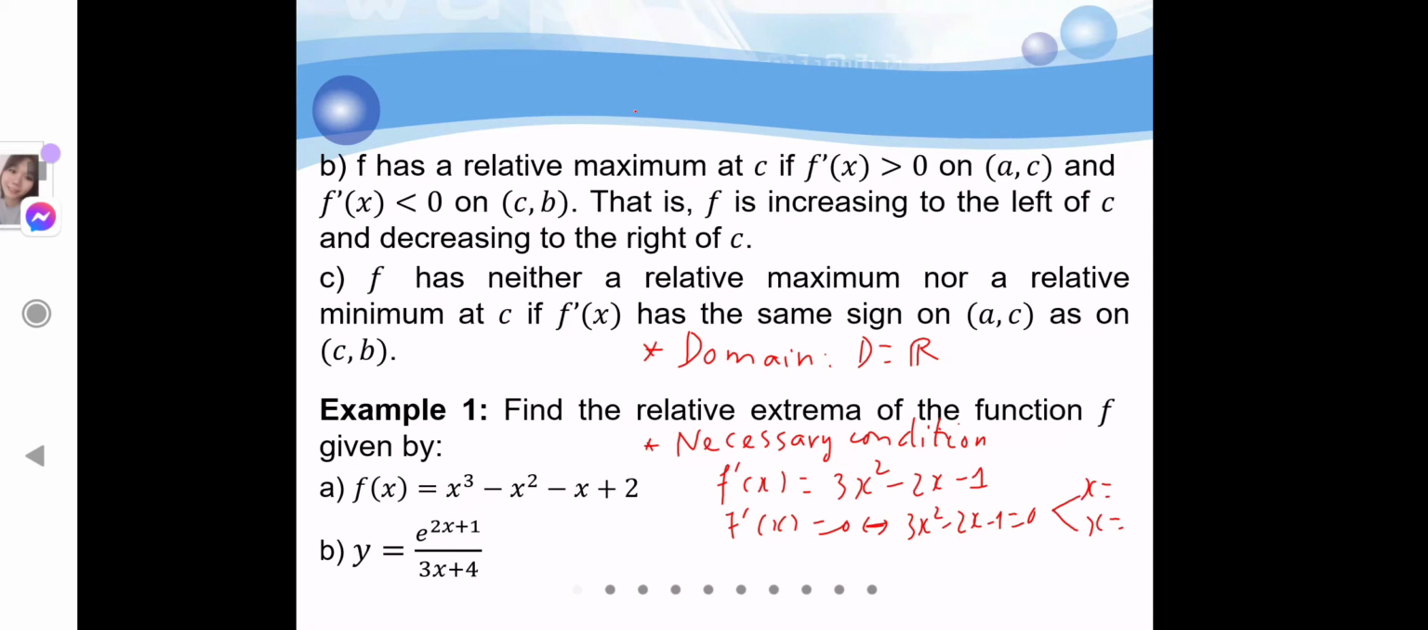Can you talk to me? Mai Hương. I'm here. How many solutions of this equation?